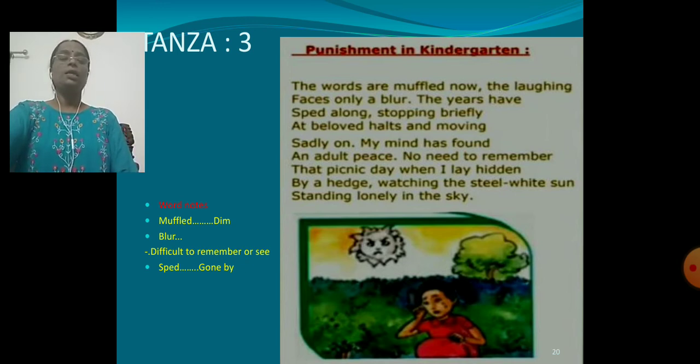I have also given the word notes: muffled means dim, blur, difficult to remember or see, and sped means gone by. So here you can see in this stanza, the years have sped. It means with the passage of time, her adult viewpoint halted the pain, healed the pain. The years have reduced the intensity and harshness of the heartful incidents.